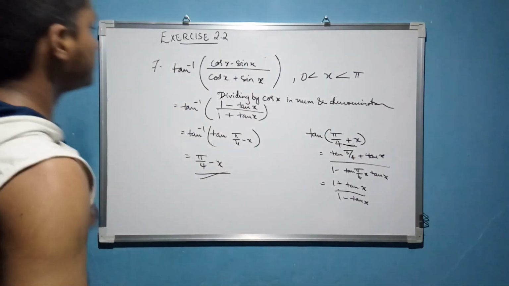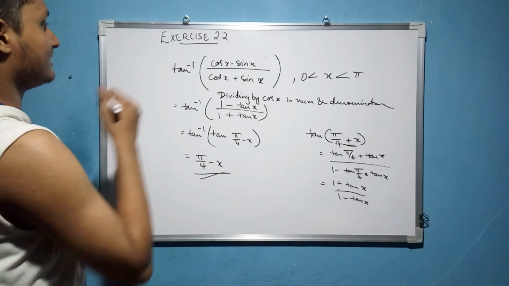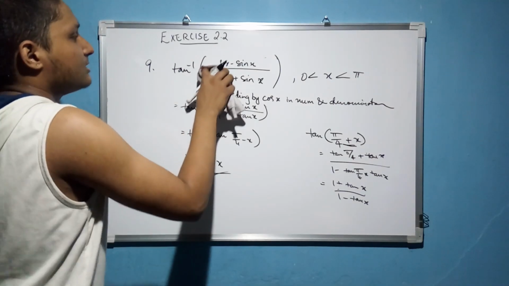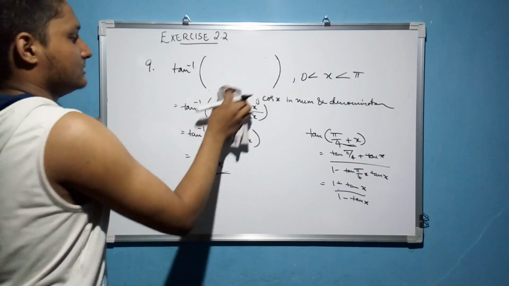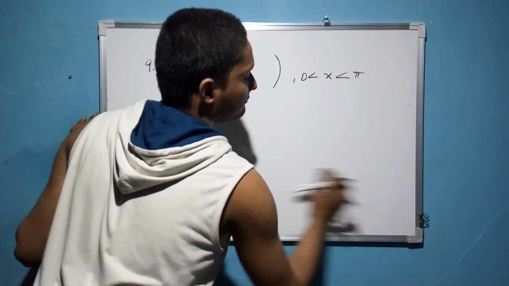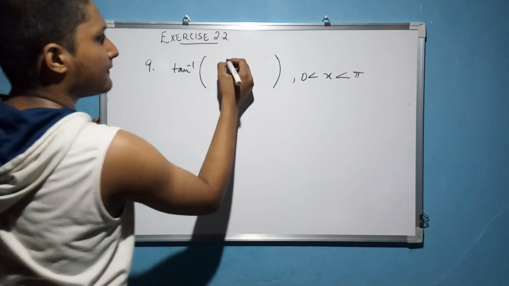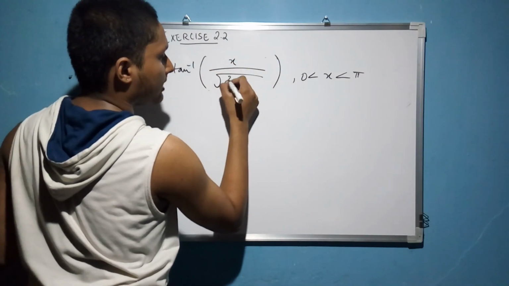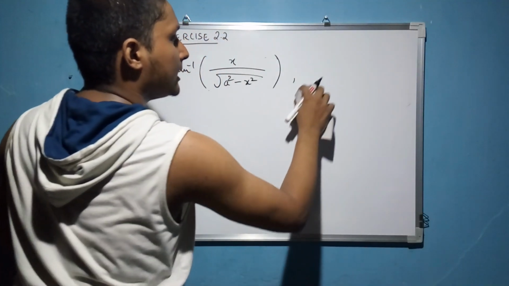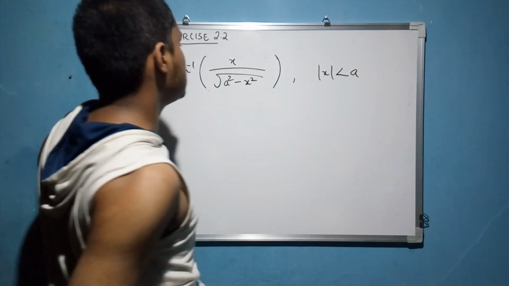Okay, next we'll move to the ninth question. This was the 8th question, right? I didn't even write that. Okay, the next is the 9th question. Again it is tan inverse, tan inverse is not leaving also. Now we have the tan inverse with some extra terms like a. Here you have x by root of a square minus x square, and the condition is modulus value of x is less than a.